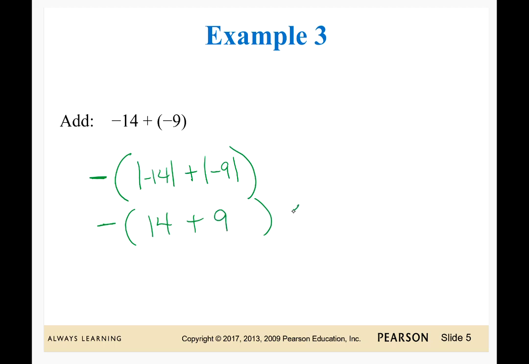Some people just like to start with this line right here, and I would be perfectly okay with it because that line tells me that you are following the rule. You have kept the common sign and you have added together their absolute values. That line to me is the most important because it tells me that you know the rules. 14 plus 9 is 23. So my final answer is -23.